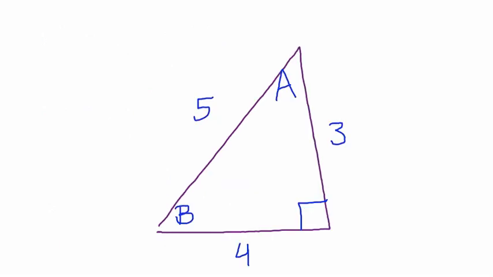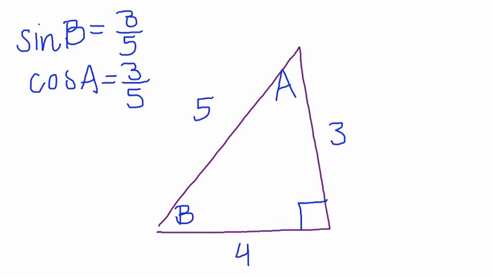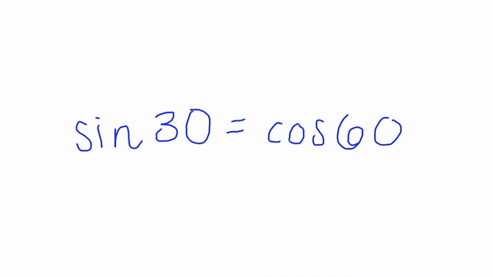Here, a and b have to be complementary because the third angle is 90 degrees, which means their cofunctions are equal. Here's why. We know that sine of b is 3 over 5 because 3 is opposite and 5 is the hypotenuse. The cofunction pair of sine is cosine, so we can do cosine of a. Cosine of a is also 3 over 5 because 3 is adjacent and 5 is still the hypotenuse. Clearly, those cofunctions are equal. Remember, this is true for any complementary angles.